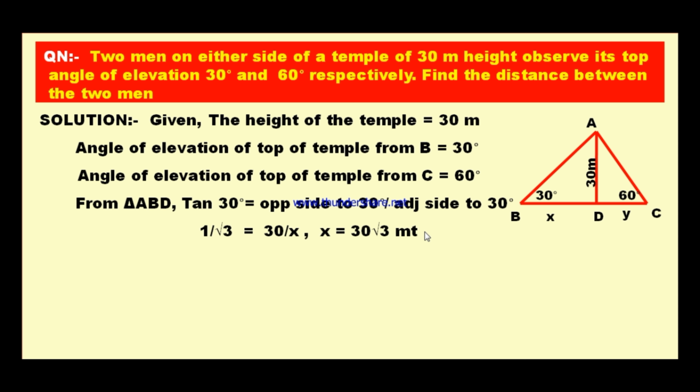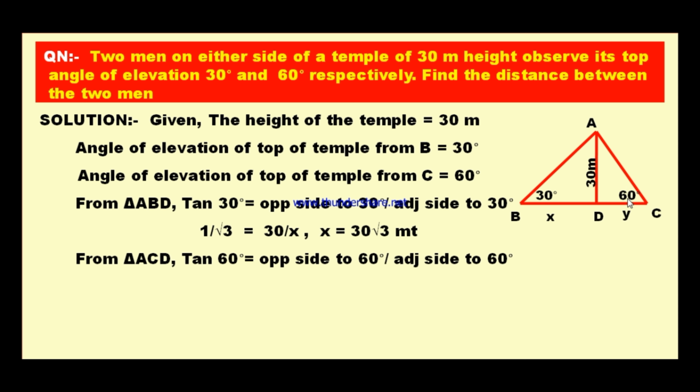Now consider the second triangle ACD. From the triangle ACD, this is 60 degrees, and we know the opposite side. We have to find the adjacent side. Again go for tan. Tan 60 degrees is equal to the opposite side to 60 by the adjacent side to 60.